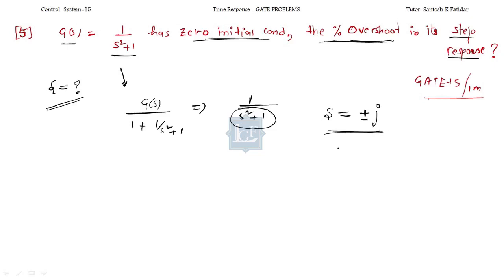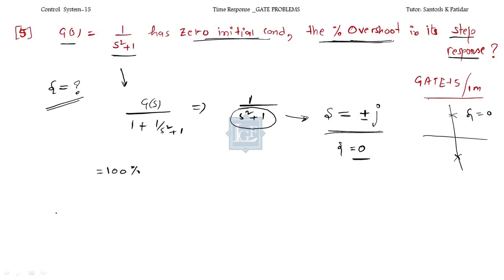So for the undamped system, what is the zeta? Zeta is 0. I think you remember this. In the case of marginal stability or an undamped system, we got the poles at plus minus j, meaning on the imaginary axis. So in this case zeta is 0. If zeta is 0, then you are getting 100% overshoot. Is it okay? So your answer is 100%.